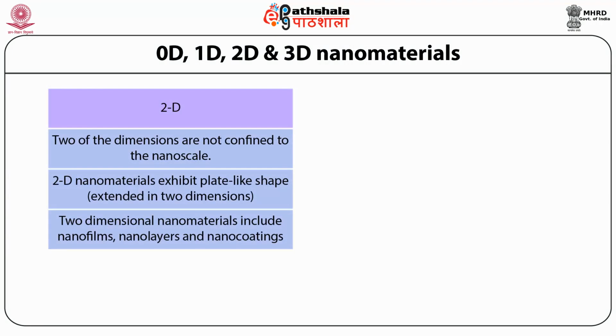2D nanostructure. In this case, the motion of the electron is restricted in only one direction and the rest of the two are free. Then the nanostructure is called a 2D nanostructure. Examples of such kind of nanostructures are thin films, nanosheets, graphene, two-dimensional MoS2, WS2 and other materials.